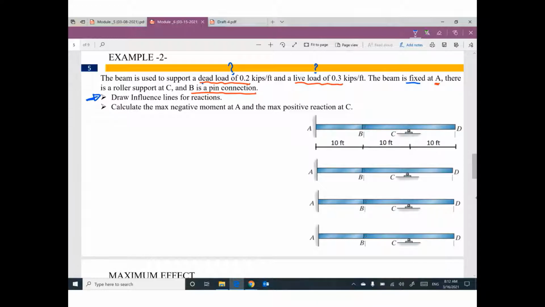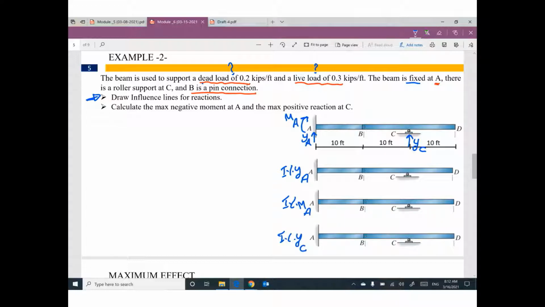Actually, for this beam, we have fixed, so we have vertical reaction YA, and we have moment MA that would make this member smile. What about XA? We don't care about any horizontal reaction. For influence line, this support is roller C, so we have vertical reaction YC. Let's start to draw influence line for reaction YA, influence line for reaction MA, influence line for reaction YC.